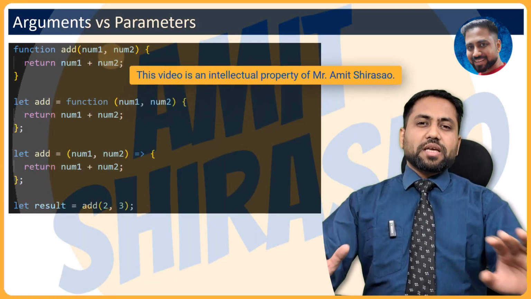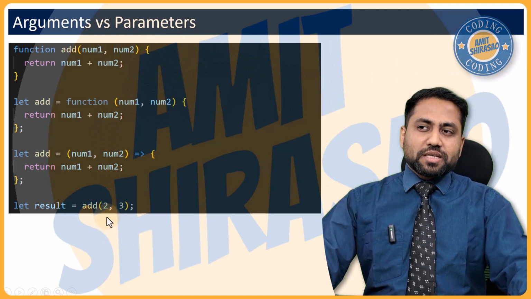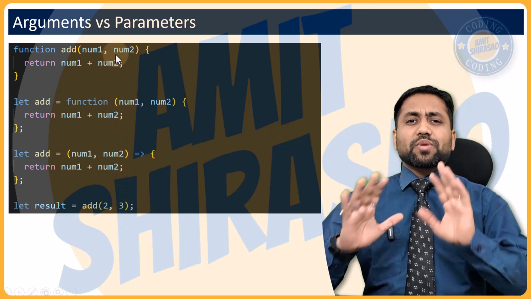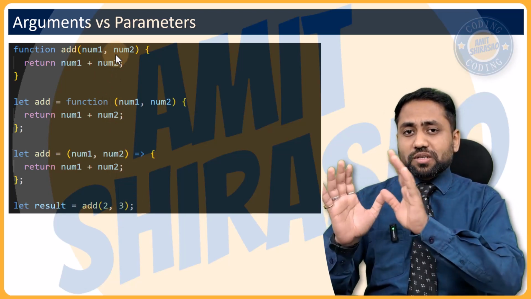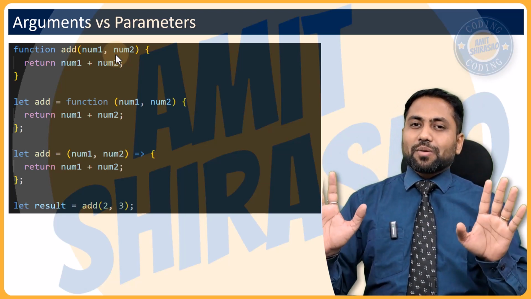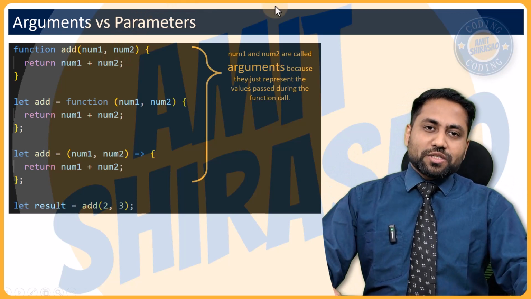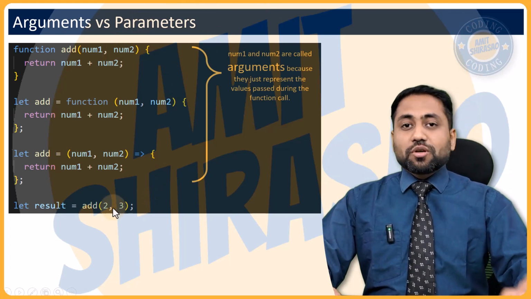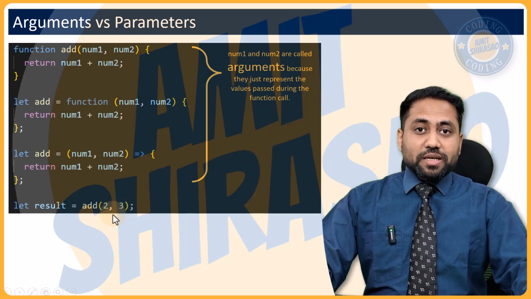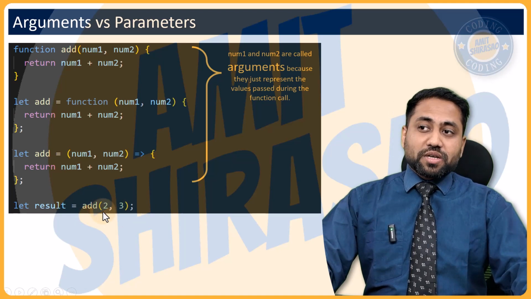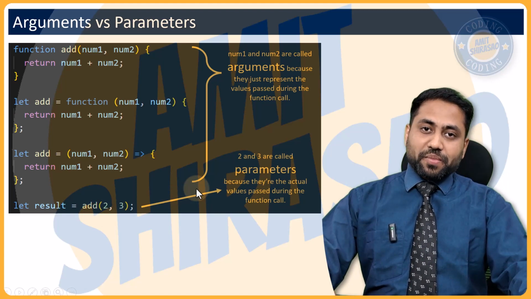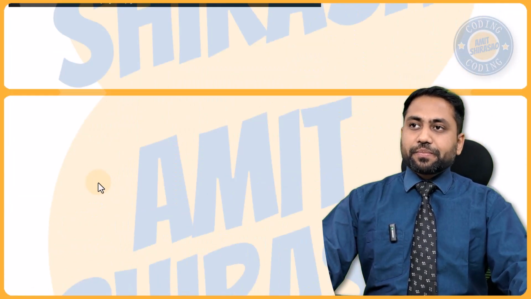Meaning, for argument's sake, let us imagine that the first number that is passed is num1 and the second number that is passed is num2. Just for the argument's sake, got the idea? That's why they are called arguments. And here these are the actual parameters based on which we are calculating the results. So 2 and 3 are actual parameters passed to add, and accordingly the result will be calculated. So these are parameters. Arguments, parameters.